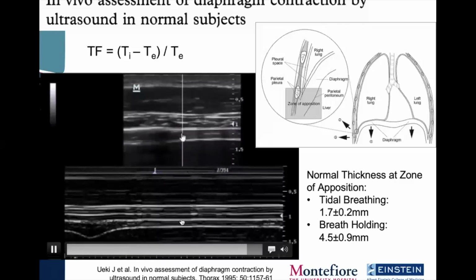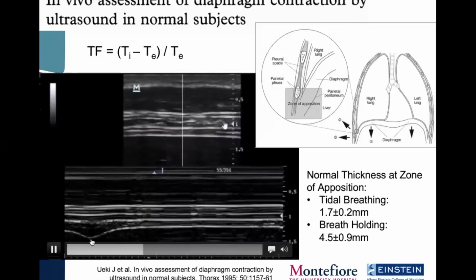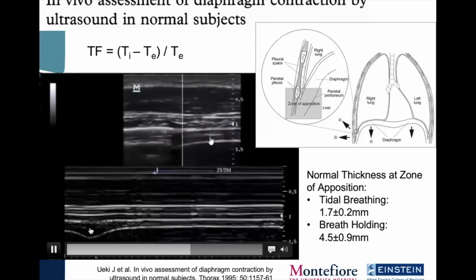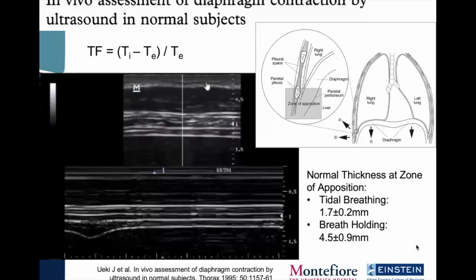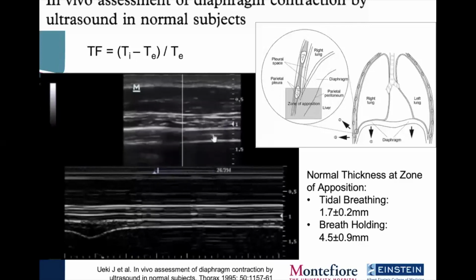And here on M mode, we see that this is where the diaphragm is thinnest, and here we see the diaphragm is thickest, and you can determine the percentage of thickening fraction during respiration. So, while the sonographic definition of diaphragm dysfunction is variable, they have done other studies where they found that these measurements, thickening fraction and thickness, significantly correlate with endotracheal pressure during phrenic nerve stimulation. And this suggests that they strongly associate with diaphragm strength.